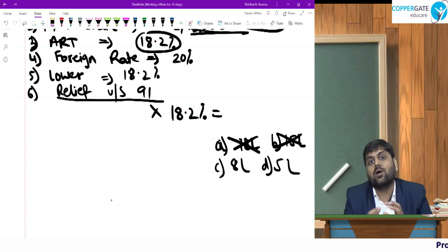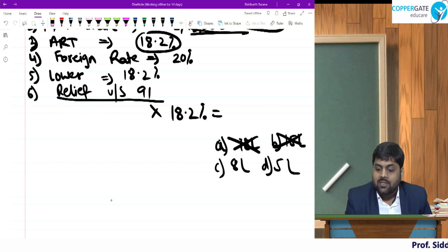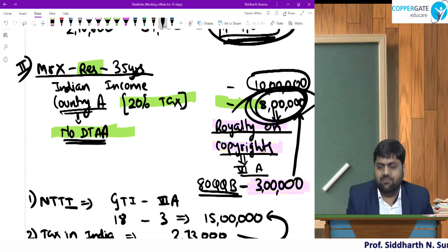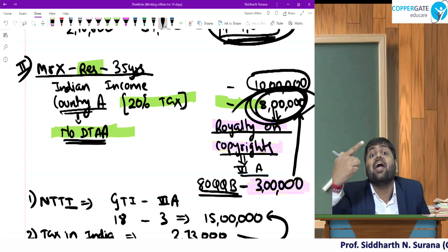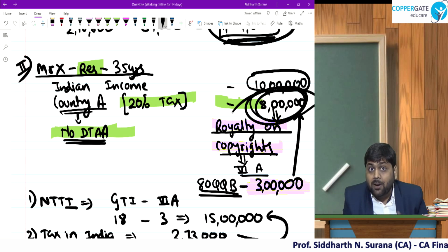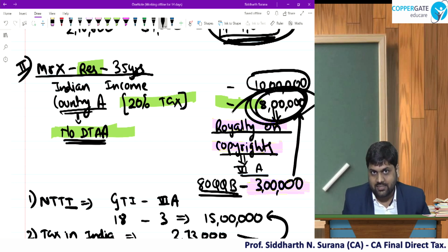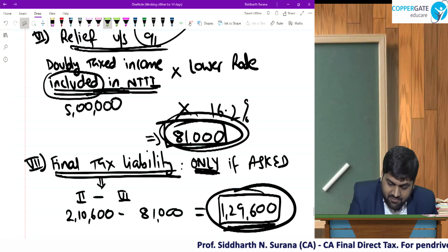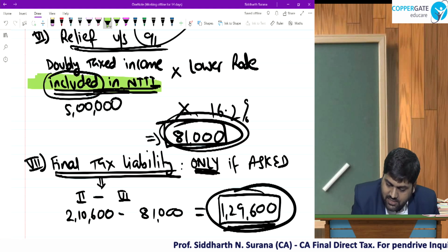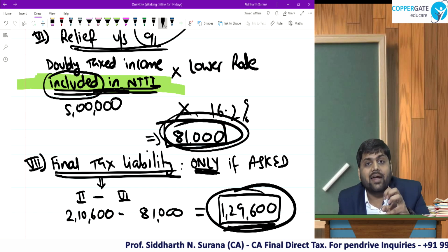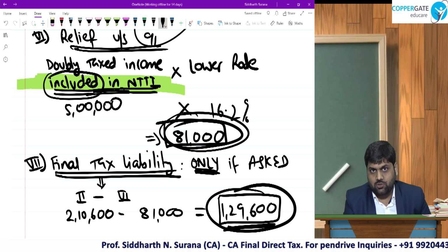So those students who are thinking 8 lakh, their answer is basically, I think, this: foreign income 8 lakh, give relief on 8 lakh. Foreign income 8 lakh, that country you have paid tax on 8 lakh. Then give relief. But wait. Why is 8 lakh the wrong answer? Why is 5 lakh the correct answer? Because relief will be available on the doubly taxed income included in NTTI. Agreed that in the foreign country you have paid tax on 8 lakh.